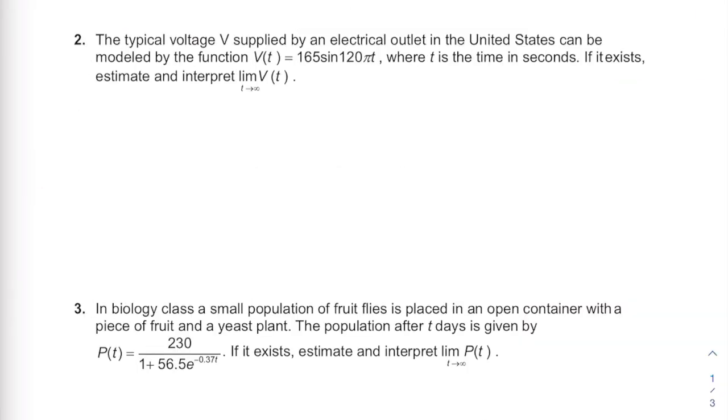For problem two, it says the typical voltage V supplied by an electrical outlet in the United States can be modeled by the function V of t equals 165 sine of 120 pi t, where t is the time in seconds. If it exists, estimate and interpret the limit as t goes to infinity of V of t.